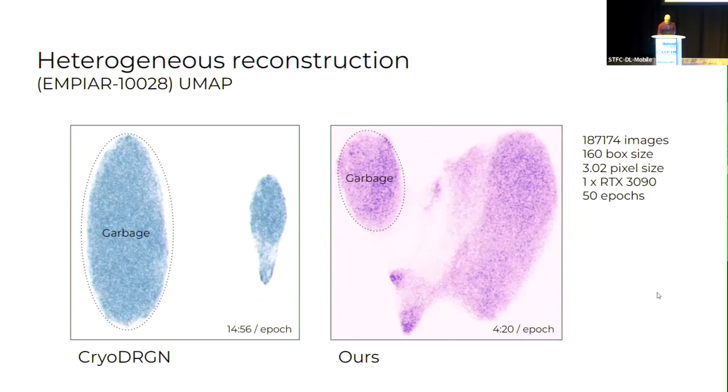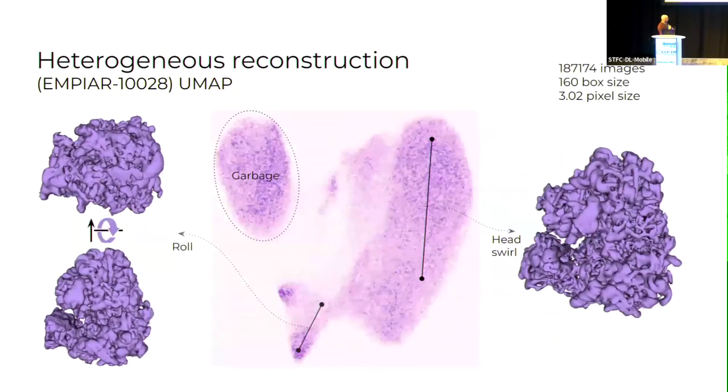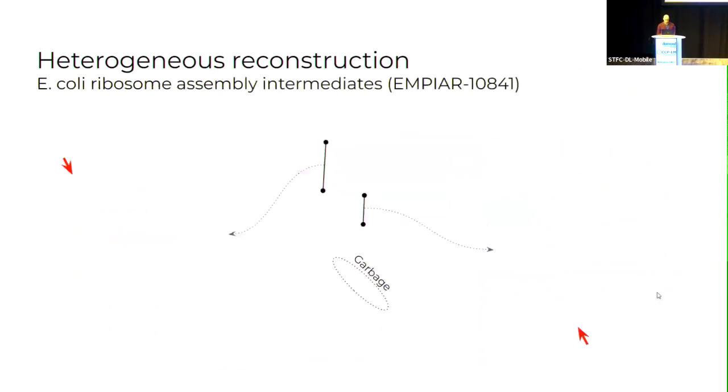If we do a little traversal through the latent space, we see that it captures the heterogeneity in the data: the twist of the small subunit, the head swirl, and a bunch of other things. And if we look at the garbage particles, you have a gradient from particles that have basically nothing in them to particles that have only the large subunit.